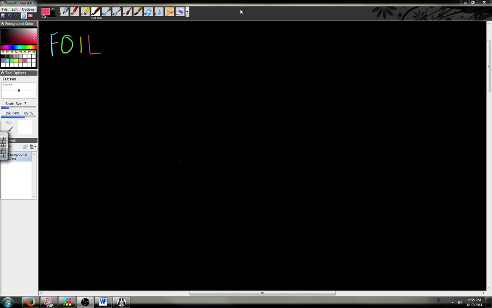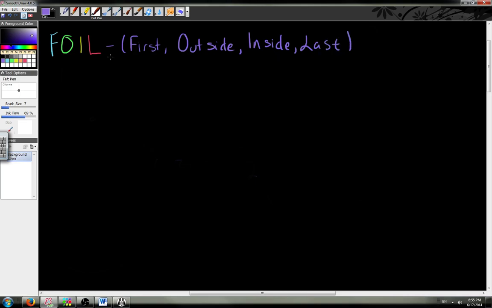FOIL is a mnemonic device for the phrase first, outside, inside, and last. And what these words refer to is they're basically an algorithm to be able to correctly perform multiplication on two binomials. So let's take two binomials. Let's take two really simple ones like 2x plus 1, maybe 3x plus 2. And I'm just going to show you how you do FOIL.